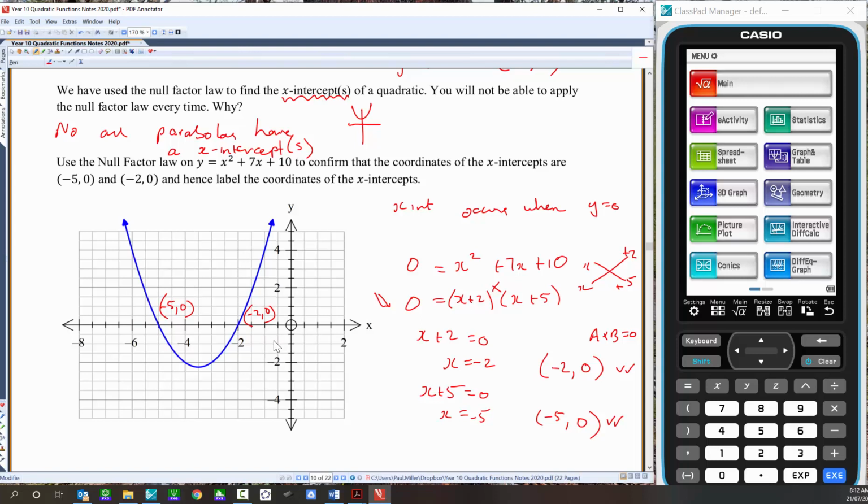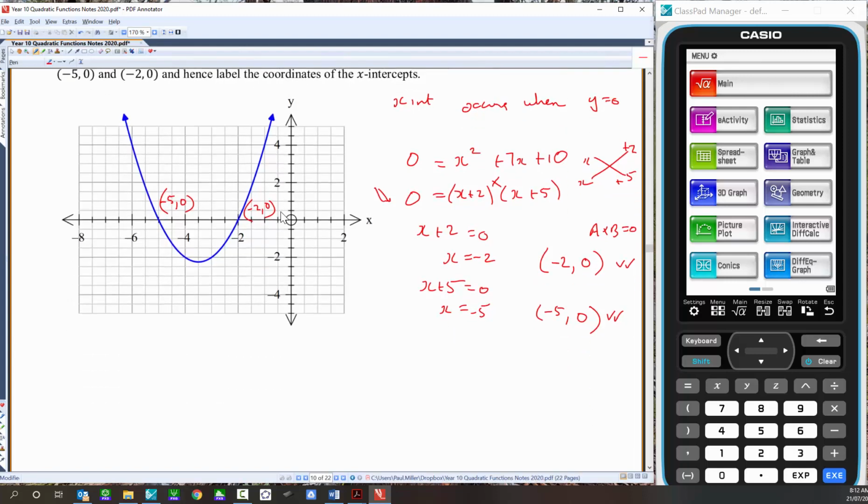So the only way to do this with parabolas is to factorise so that we can set up the null factor law. There's no other way to do this particular problem. And that's why factorising has been such an important step for you to learn, is that we need to apply that to parabolas that are written as trinomials.